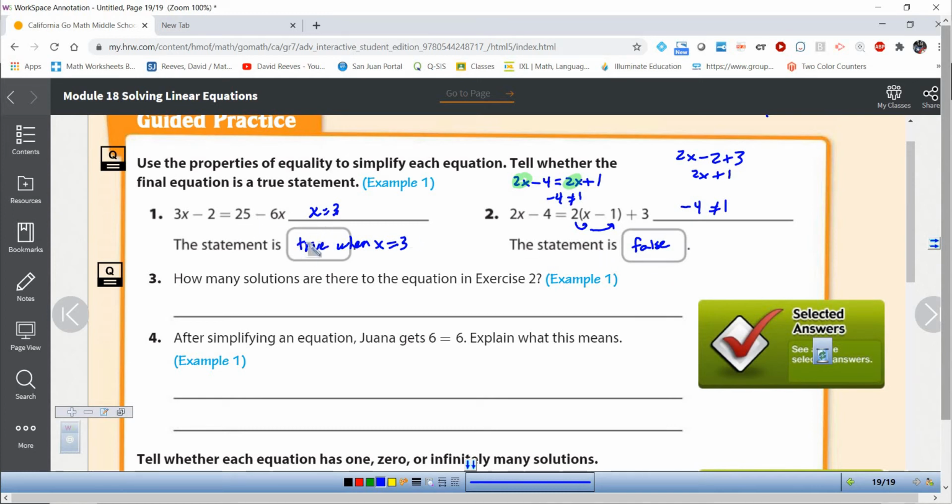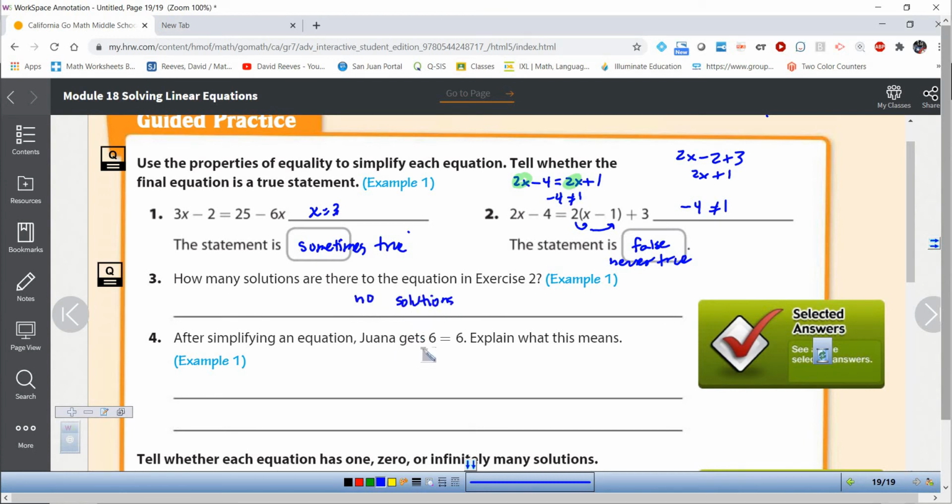So the best thing to say about this one would be, I would say this statement is sometimes true. All right, this statement is false or is never true. All right, and they didn't give us one, but the third option would be always true, and that's when both sides are exactly the same. All right, so how many solutions are there? In example 2, there are no solutions.